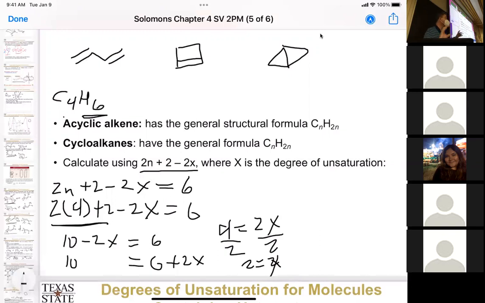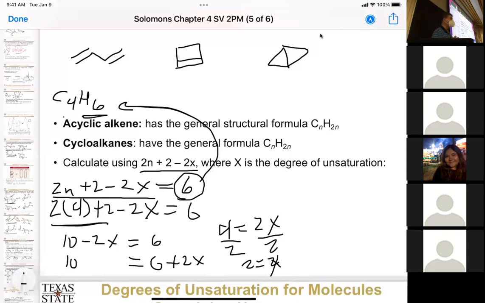Okay, do you want me to do the degree of unsaturation calculation one more time? Anybody? Anybody? Bueller? Bueller? The equation. Oh, it's this right here. And so the last number is going to be the number of hydrogens in your empirical formula. And the N is however many carbons you have. And X is what you're solving for. Okay.